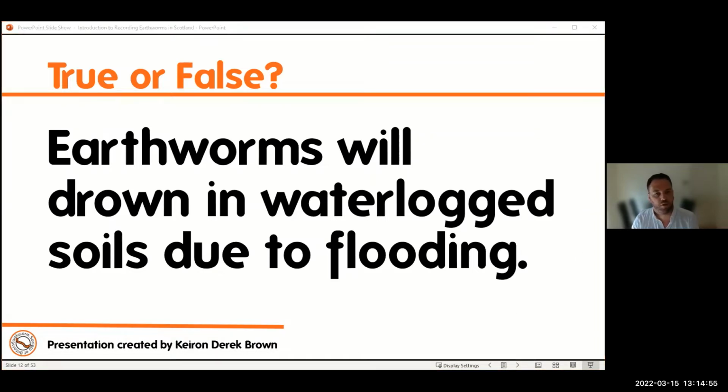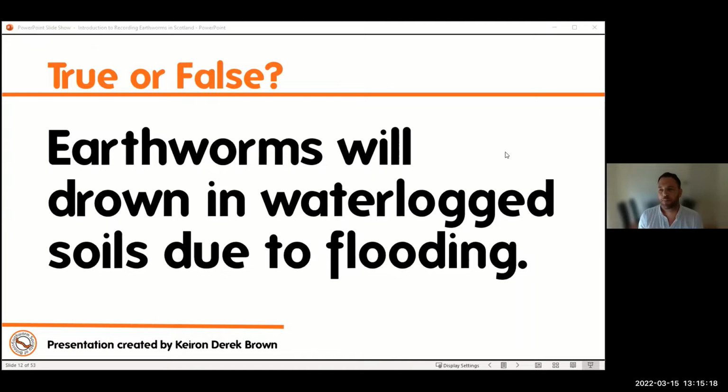True or false? Earthworms will drown in waterlogged soils due to flooding. What do people think there? I'll give you a couple of seconds. Do you think earthworms will drown in waterlogged soils due to flooding?